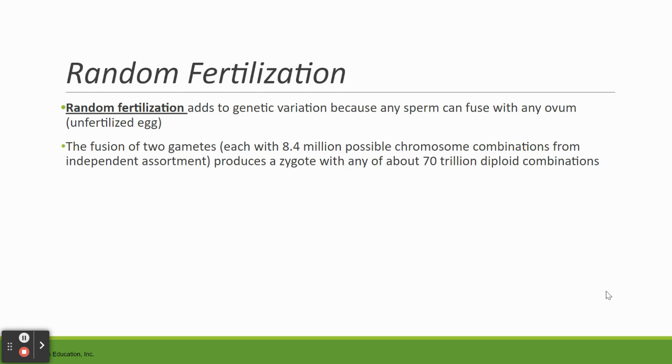Random fertilization. In random fertilization, this also adds to genetic variation because any sperm can fuse with any ovum, the fusion of 2 gametes. There's technically 8.4 million possible chromosome combinations from independent assortment. As we just talked about, we're going to have a zygote with any of about 70 trillion diploid combinations. Yeah, that's a lot, guys. So there is a wide range of genetic variability because of meiosis and all these other parts.